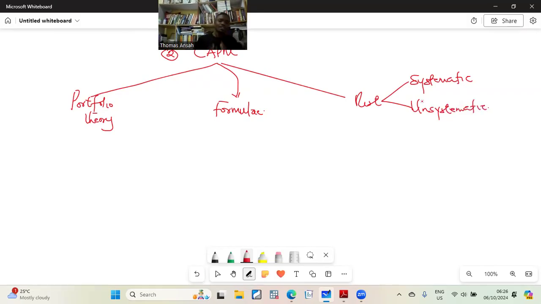All right, so we will look at the systematic and the unsystematic. All right, so basically that is that. Now, where do we start from? Let's start from the portfolio theory. What does the portfolio theory say?